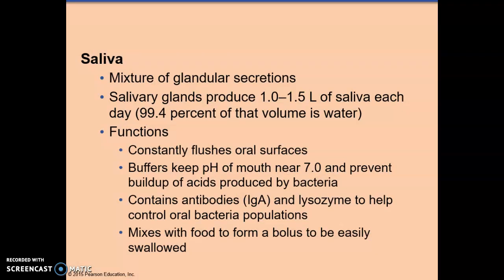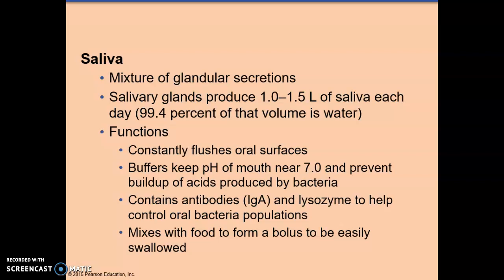Saliva is a mixture of glandular secretions. We make about 1 to 1.5 liters of saliva each day. Most of that is water. It constantly flushes the oral surface. The buffers keep the mouth near 7.0 neutral to prevent buildup of acids produced by bacteria. Most of our foods are acidic. Bacteria create acids, and they will destroy our teeth. Saliva contains antibodies, IgA, and lysozyme to help control oral bacterial populations. Well, despite this, we have condominiums of bacteria in our teeth.